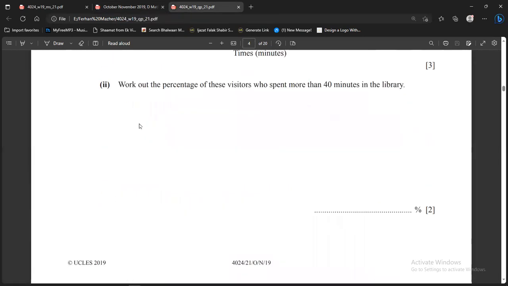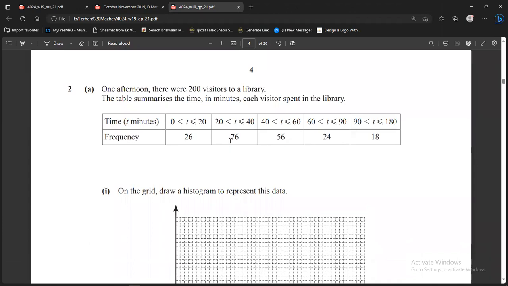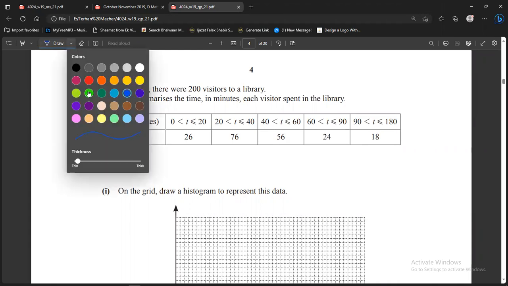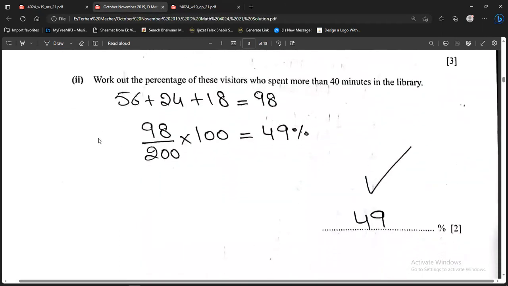Okay, so we are done with the histogram. Then he says, work out the percentage of those visitors who spent more than 40 minutes in the library. The people who spend more than 40 minutes are 56, 24, and 18. So add them up and divide by the total. 56 plus 24 plus 18, that's 98. So the percentage will be 98 by 200, because the total people are 200 in this survey. 98 divided by 200 multiplied by 100 will be 49%. So 49% of people spent more than 40 minutes in the library.